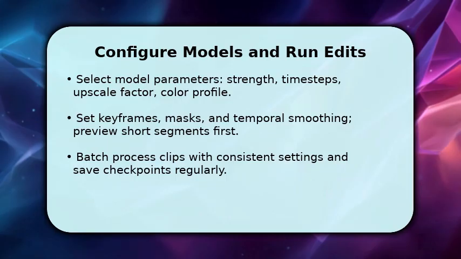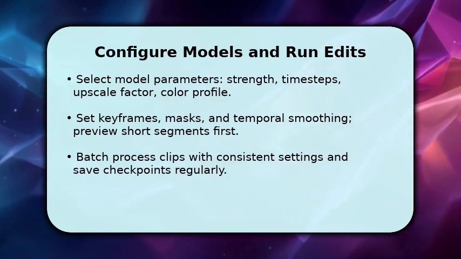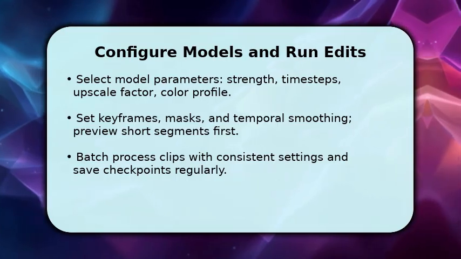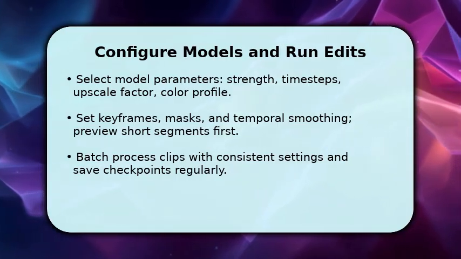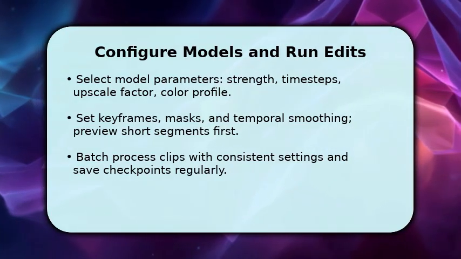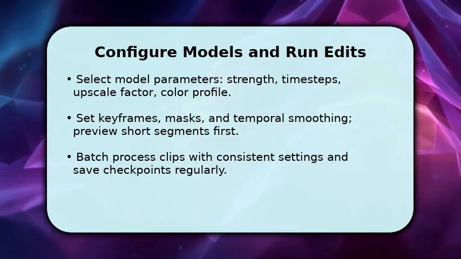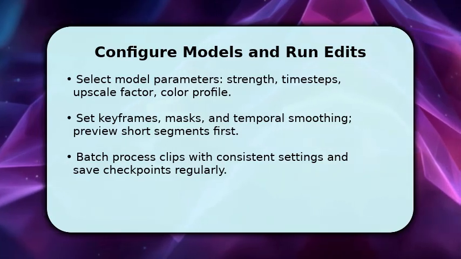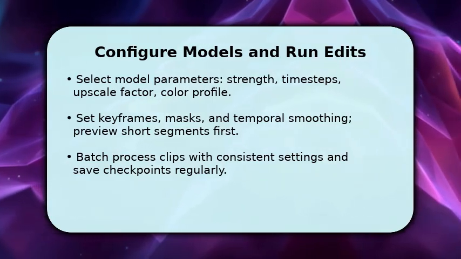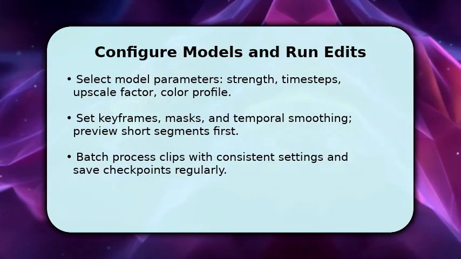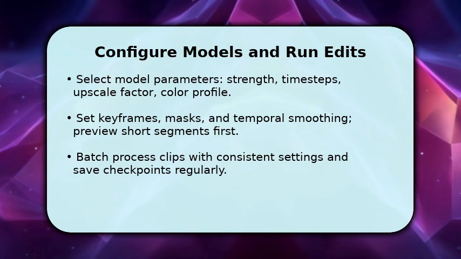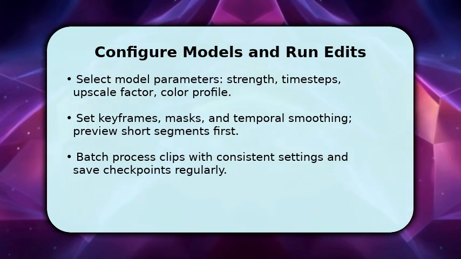Adjust strength, time steps, and upscale factor to balance quality versus artifacts, and choose a color profile that matches your source. Then define keyframes or masks for faces and moving objects, and enable temporal smoothing to prevent flicker across frames. Make sure to preview short 5-10 second segments to validate changes before committing. Once satisfied, run batch processing on segments and create checkpoints so you can revert if an iteration degrades the result.